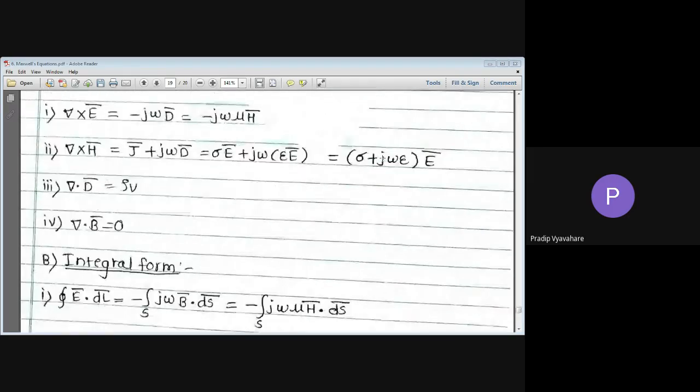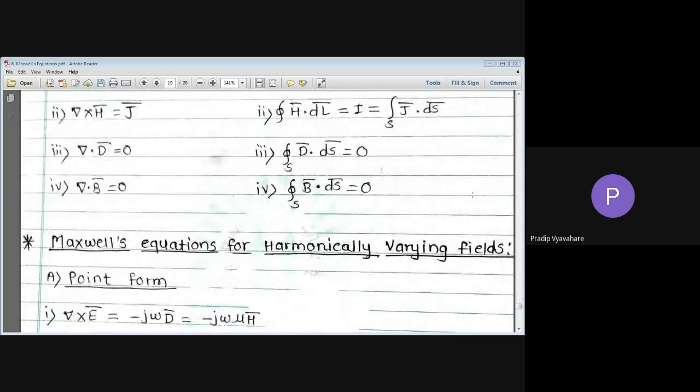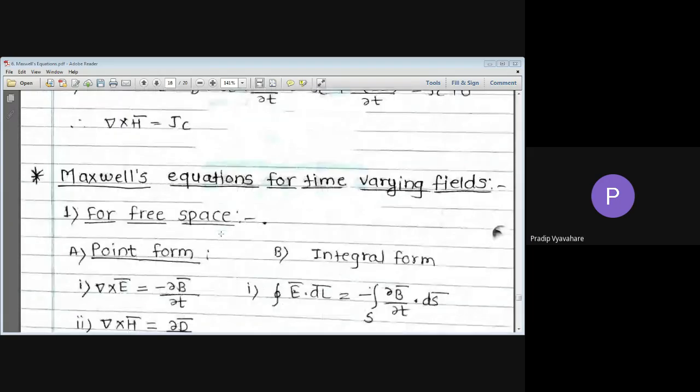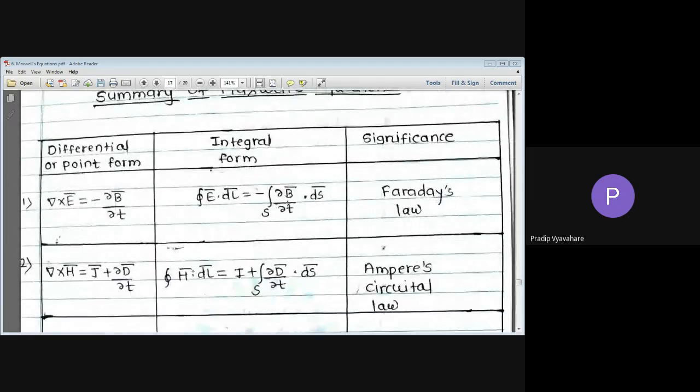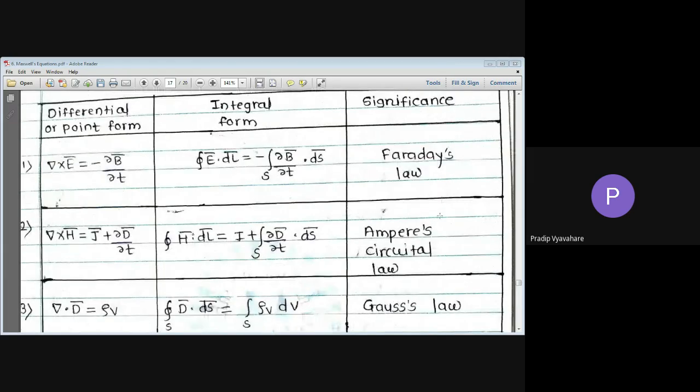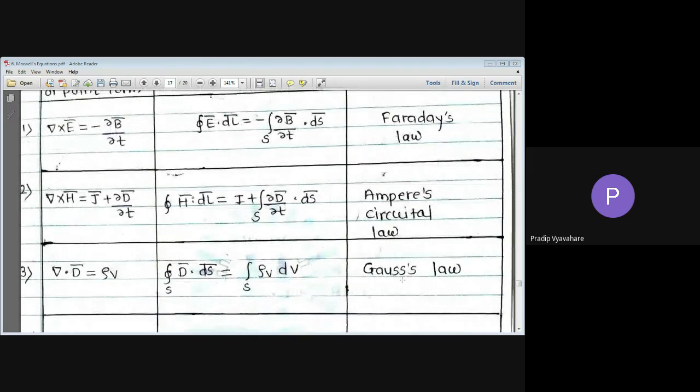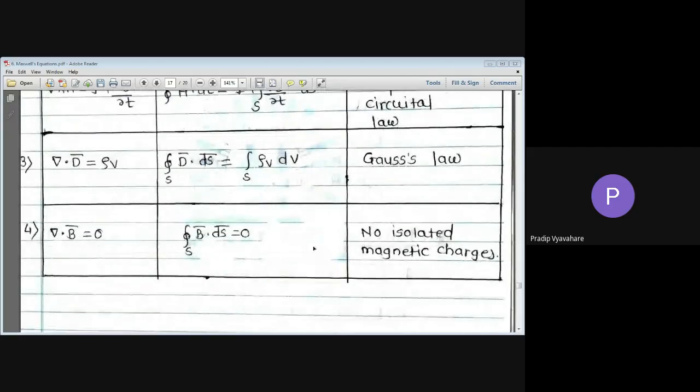These equations are very important from the exam point of view, and you must remember them. These are the harmonically varying equations. This is a summary of Maxwell equations, and this table is the most important. You must know the equation and its significance: first is Faraday's law, second is Ampere's circuit law, third is Gauss's law, and the last equation is no isolated magnetic charges.